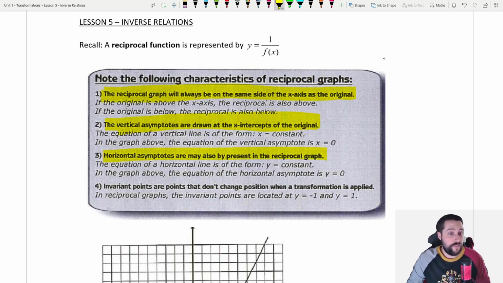4, invariant points are points that don't change position when a transformation is applied. So in reciprocal graphs, the invariant points are located at y is equal to 1 and y is equal to negative 1. Okay, for the horizontal asymptotes part, you'll learn more about that in another unit that I've done called radicals and rationals. I'll leave a link in the description that'll take you to that. But that is the characteristics of reciprocal graphs.